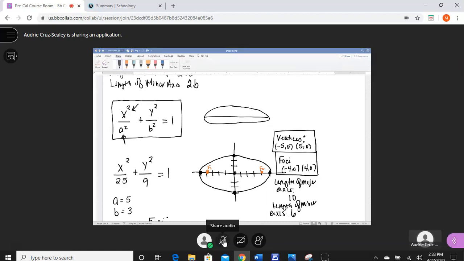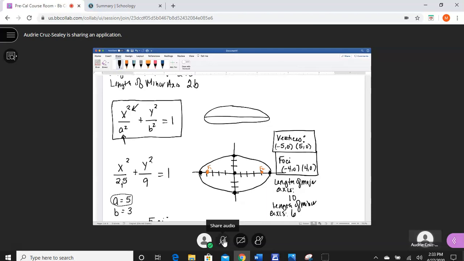Is major and minor just determined by which one is longer? Yes, Alec. And remember, which one is longer, it deals with A. A will always represent your major axis. So this right here was the bigger number, so that's how I knew that A was 5. And since the bigger number is located under the x squared, I knew it was stretched horizontally.